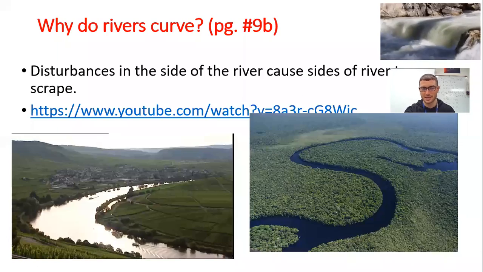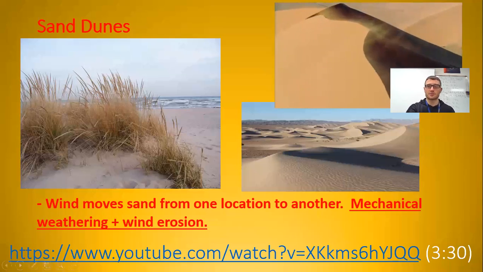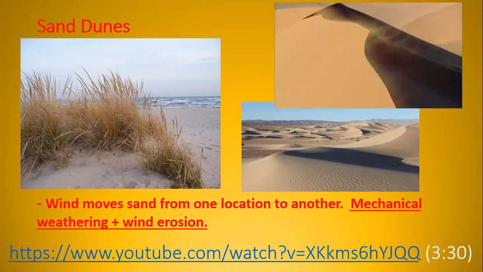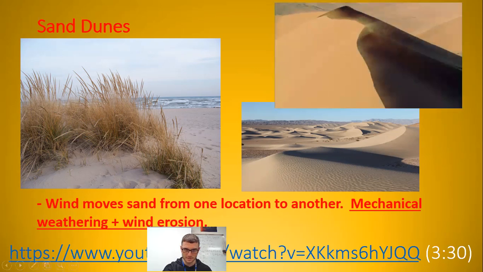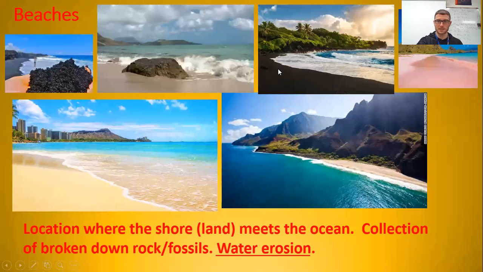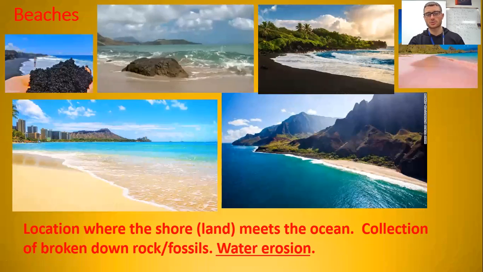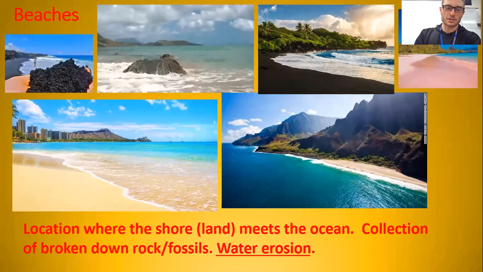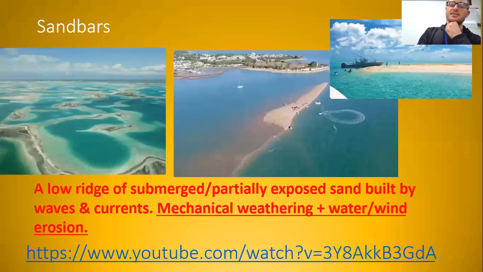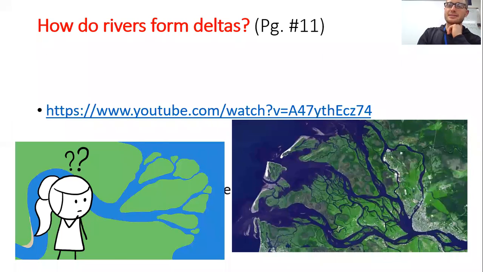You just got to know sand dunes, okay? This was in our Go Blue today, right? So wind moves sand from one location to another, which is mechanical weathering or erosion. Let me just go ahead and minimize this other screen because it's kind of getting in the way here. Okay. So now we did sand dunes and we did beaches. That was in our Go Blue as well. The location where the shore meets the ocean, a collection of broken down rocks and fossils, water erosion because it's next to water. But let's discuss sandbars, barrier islands, and deltas, right?